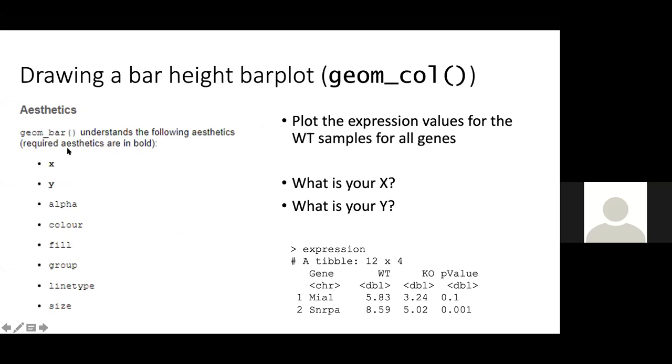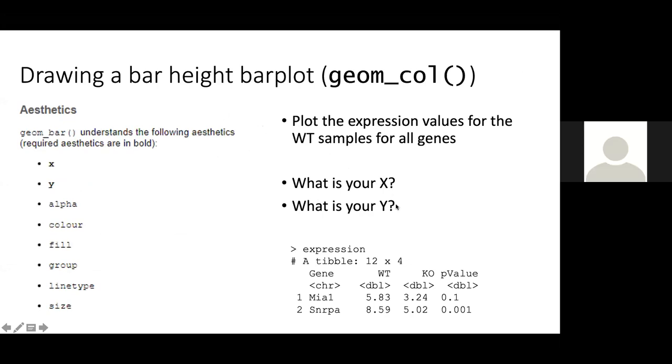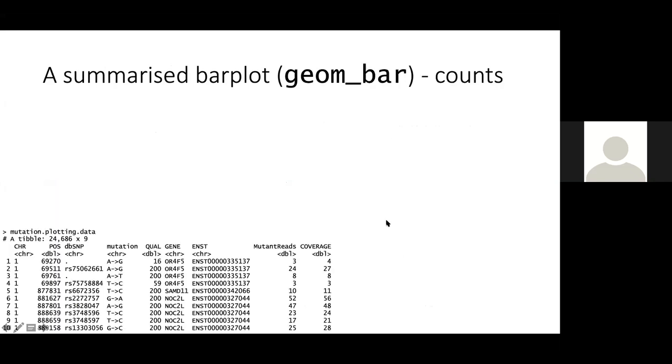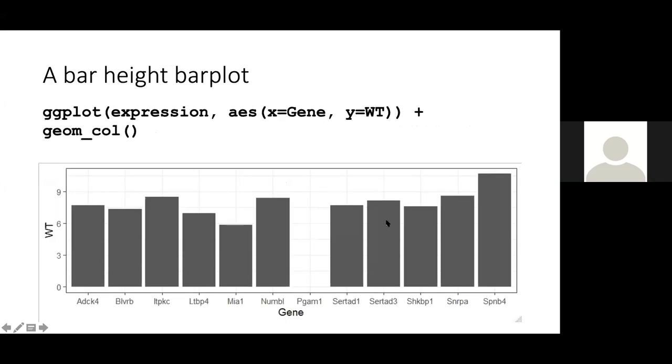Here, you can key in these arguments, and you can change the nature of these arguments, or what your y is, or what your x-axis is, where you want to place the genes, or where you want to place the samples. So for a bar height, for example, like this ggplot, we use expressions data, and aesthetic graphic, we key in the x-axis to be gene, while the y-axis to be wild type. So you can see the wild types, and the number of genes that we have.